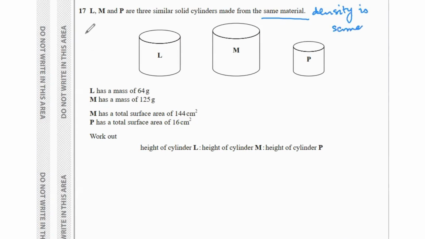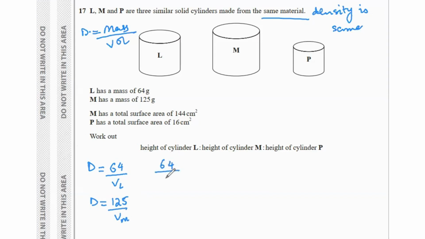Now, density has the formula of mass over volume. So if we pick solid L first, density is 64 divided by volume of L. For M, density is 125 divided by volume of M. Like I said, the same material, same density. So we can put these fractions equal to each other. 64 over VL equals 125 over VM. Swap the places. 64 over 125 equals VL over VM.